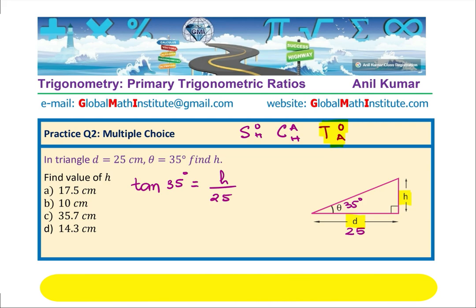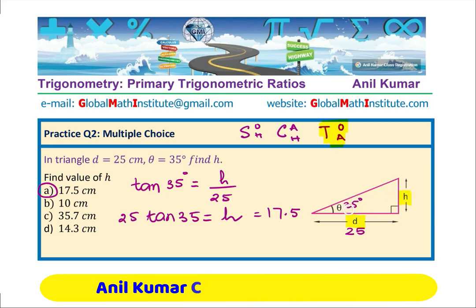Perfect. And now you can cross multiply. And so we get 25 times tan 35 equals h. So let's multiply 25 this time with tan of 35. And what do you get? 17.5, which is option A, right? So do you notice one thing, that whenever a triangle is given to you, then the opposite side is actually the product of these two, correct? So that's a good observation and that helps.